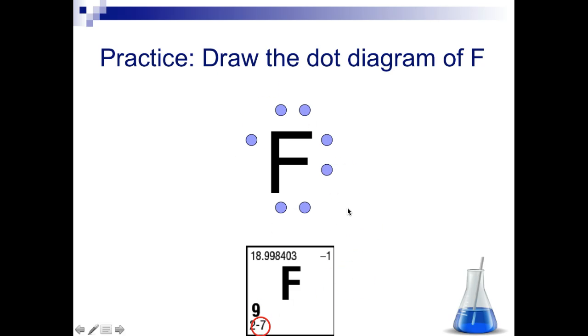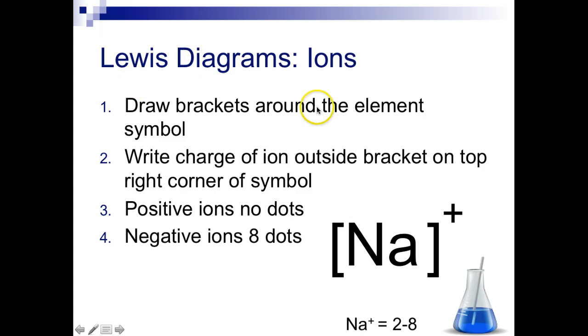Very easy. So when we're drawing Lewis dot diagrams for ions, we're going to draw brackets around the element symbol. Write the charge of the ion outside the bracket on the top right corner. No positive ions, no dots. Negative ions will get 8 dots. So sodium plus has lost an electron, so that's how we are going to draw the Lewis dot diagram for sodium. Na in brackets with a plus charge.